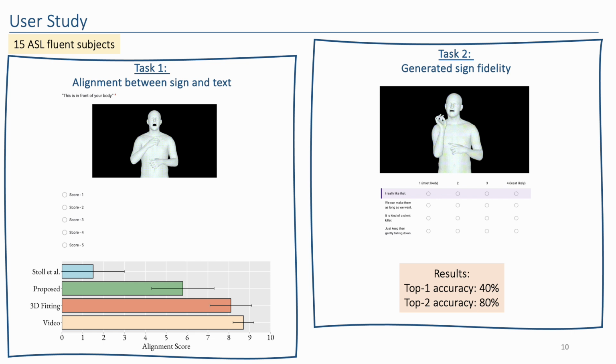The second part of the perceptual study aimed to assess the fidelity of the generated signs. Each participant was shown 15 rendered videos with signs generated by the proposed method and was asked to rank 4 candidate text translations from most likely to least likely translation. Measuring the cumulative accuracy, the generated signs attained a top 1 accuracy of 40% and a top 2 accuracy of 80%, affirming the realism and the fidelity of the generated signs.